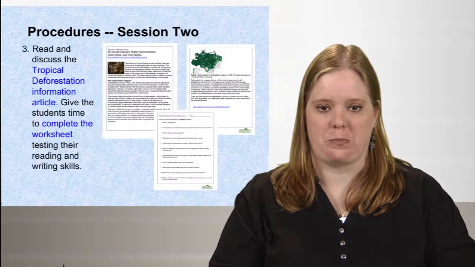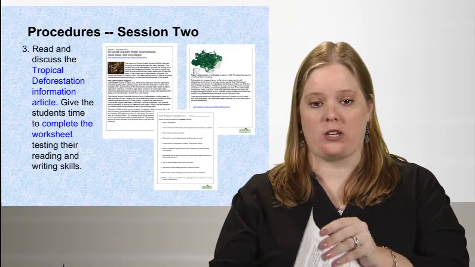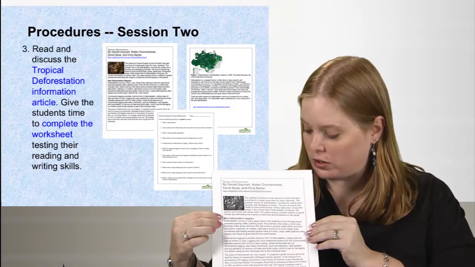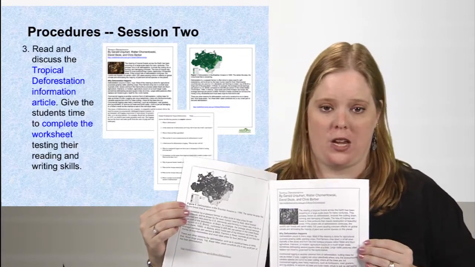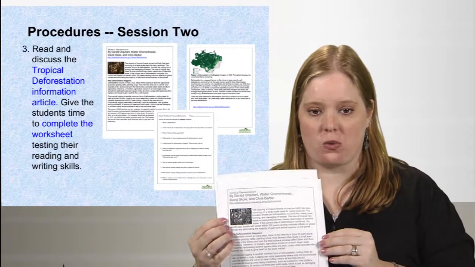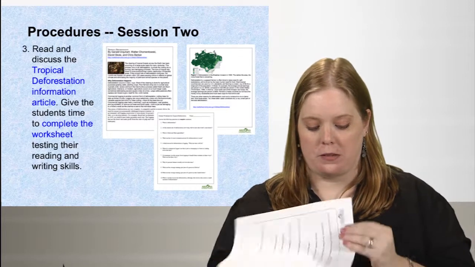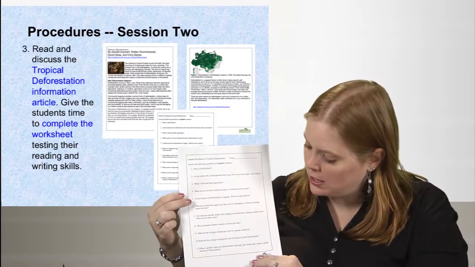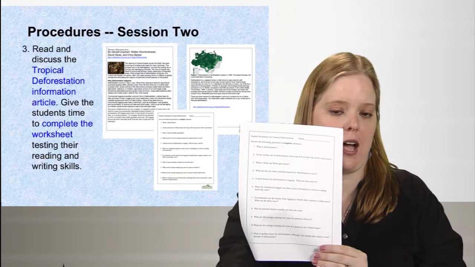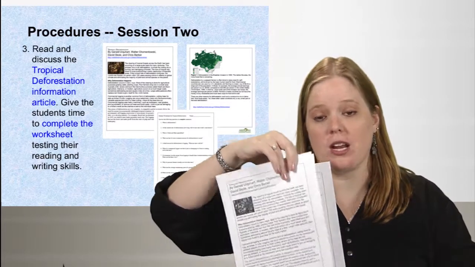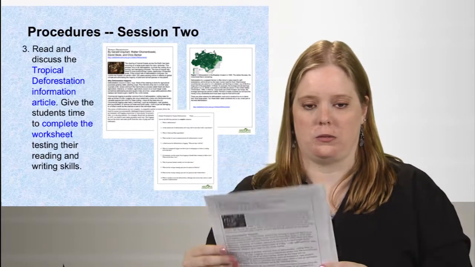The third step, session 2, next day: you're going to have them read and discuss a tropical deforestation information article. This one has a little bit more information than the one you read on the previous day. You're going to give the students time to complete the worksheet, testing their knowledge and reading skills. It's a simple 1-page worksheet with 11 questions for them to answer, and this allows them to go through this reading guide, not only reading, not only answering, but combining both as they go.